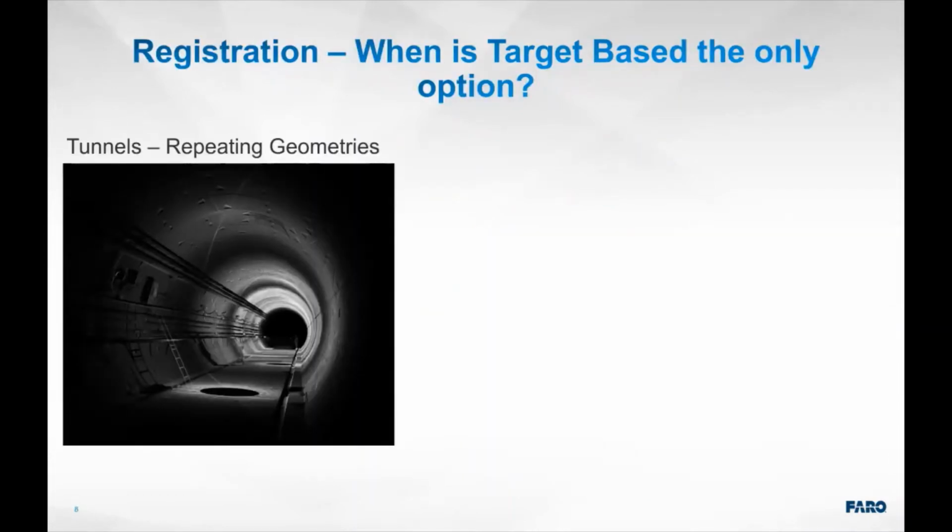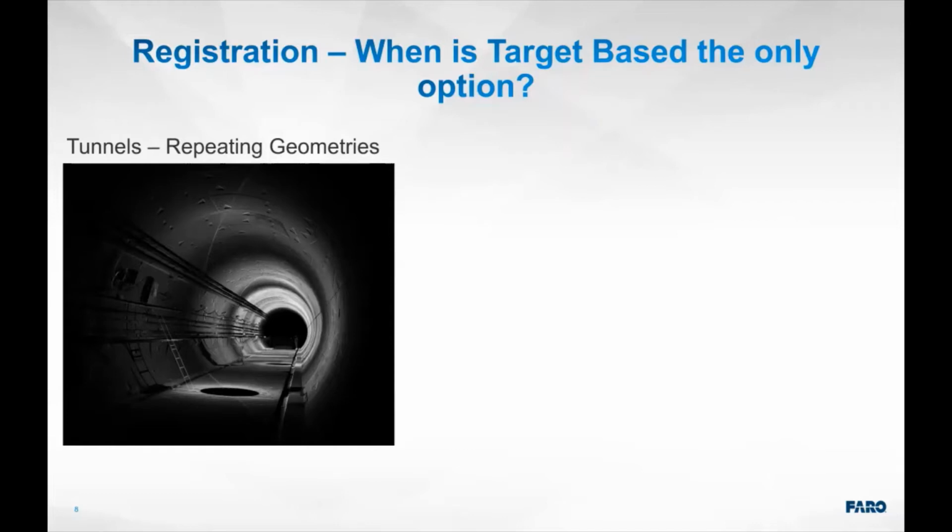Okay, so here's an example of maybe where you might need, well, where you would need some targets. Things like repeating geometry. This tunnel, for example, the geometry is identical all the way down. You could place a scan anywhere down that tunnel, but the software isn't going to know where along that tunnel that scan could be. There's just no way of knowing, because it's identical all the way down.